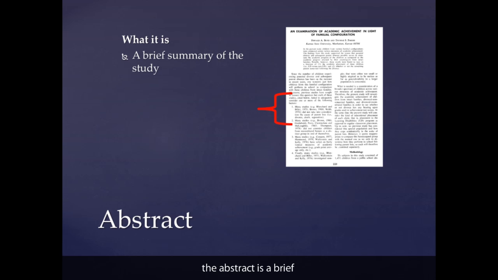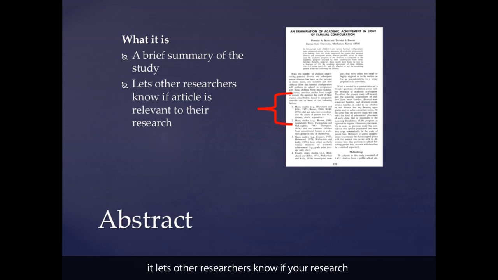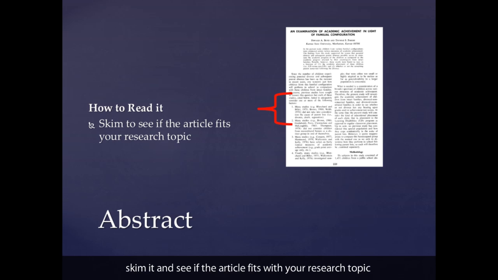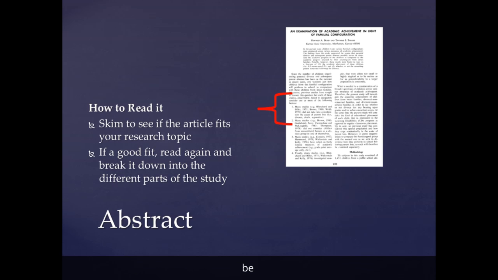The abstract is a brief summary of the study. It lets other researchers know if the study is relevant to their research. When you read an abstract, you should first skim it to see if the article fits with your research topic. If it is a good fit, then read it again and break it down into the different parts of the study.